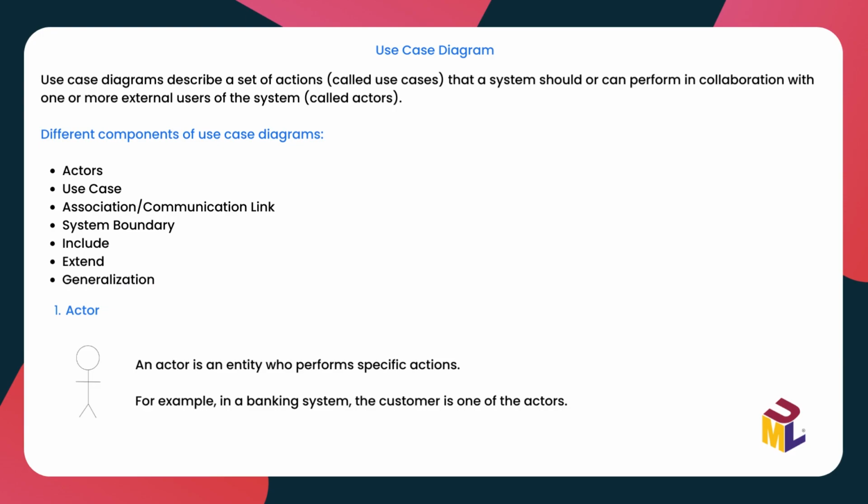Use case diagrams describe a set of actions that a system should or can perform in collaboration with one or more external users of the system. Let's discuss different components of use case diagrams. An actor is an entity who performs specific actions. For example, customer is one of the actors in a banking system.